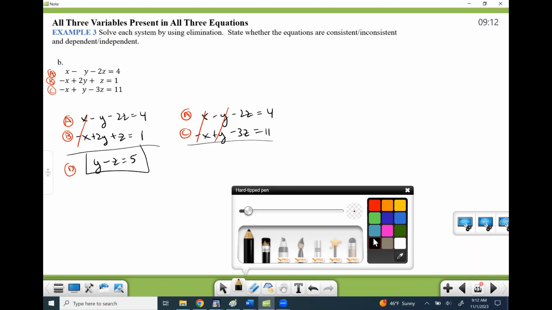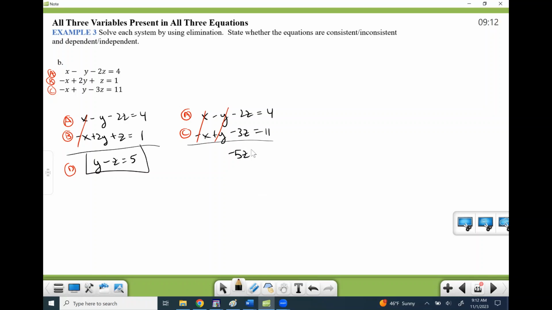Okay, so we're going to get -5z equals 15. Well, that's nice. So when we divide by -5, z equals -3. All right, so remember, we cannot go back to the beginning at this point, because if I plug a z in, I'm not going to be able to find x and y.